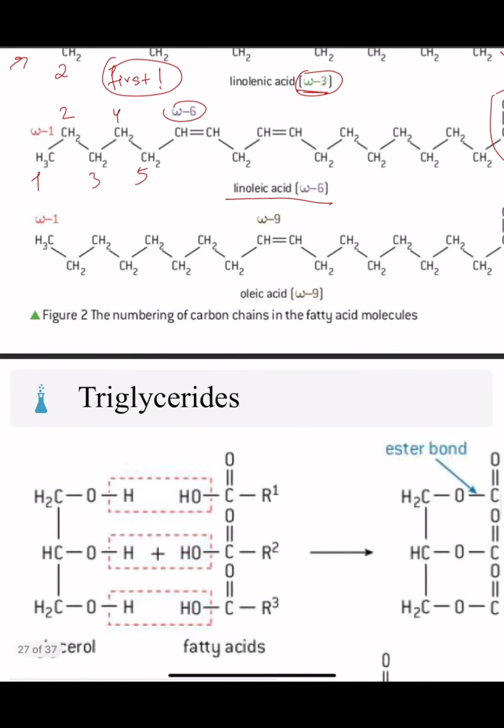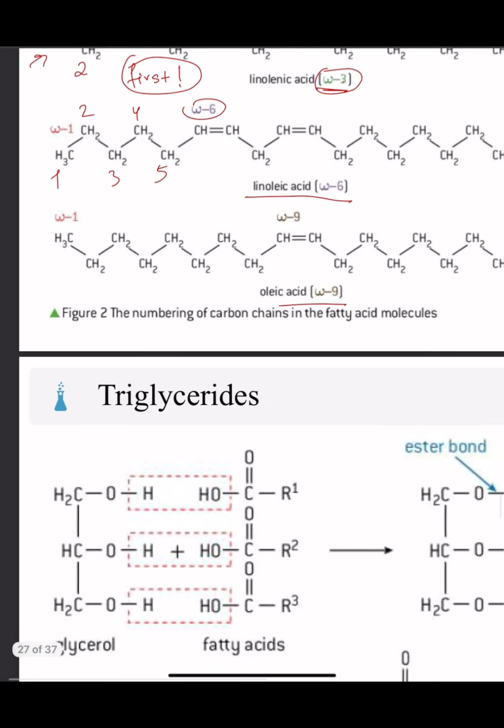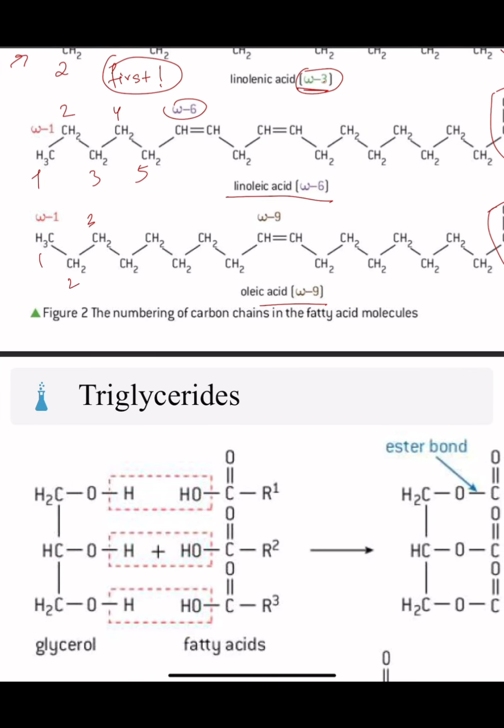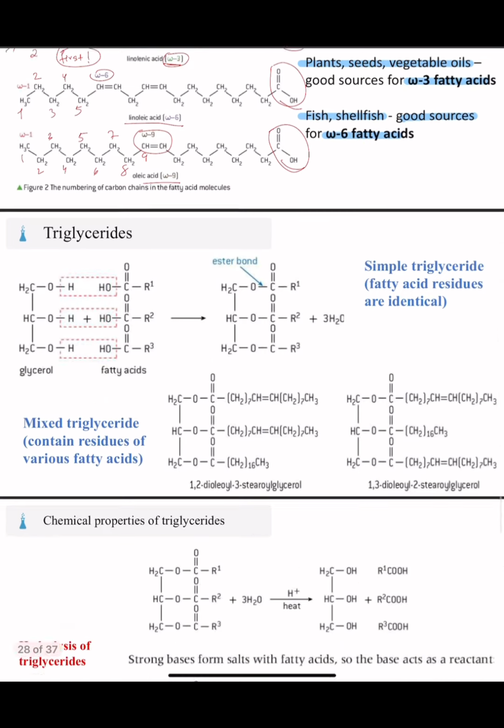And then we got omega 9 fatty acid. So we're gonna start from this side. It's gonna be 1, 2, 3, 4, 5, 6, 7, 8, and 9. So omega 9 fatty acids. Okay, so you need to know this stuff too. Plants, seeds, vegetables, oils, they are omega 3 fatty acids. Fish, shellfish, good sources of omega 6 fatty acids.